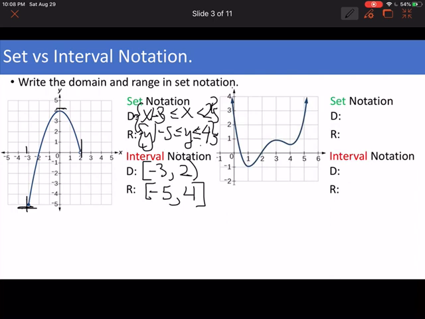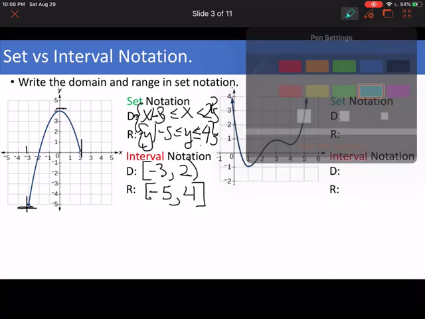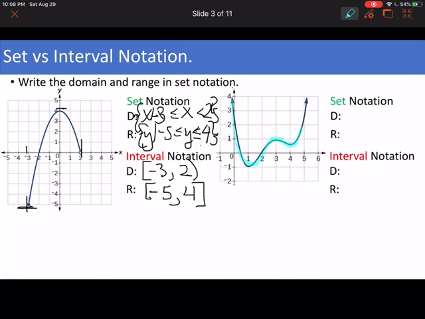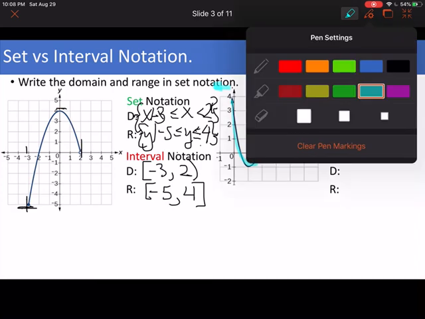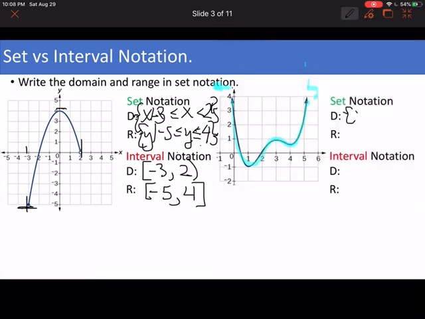Now for the domain, this is a polynomial. You have this nice smooth curve. Continuous, it's going on in both directions, going up, up. So that's our favorite, x, such that x is an element of all real numbers. Now for the range, it's here and it's going up. So y, such that y is greater than or equal to negative 1.